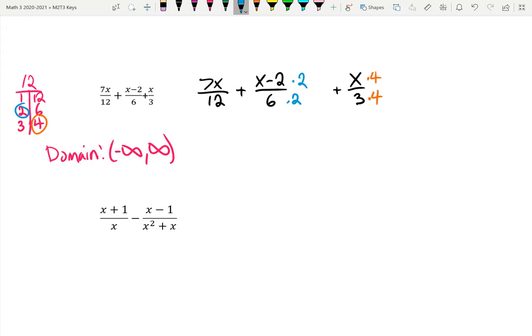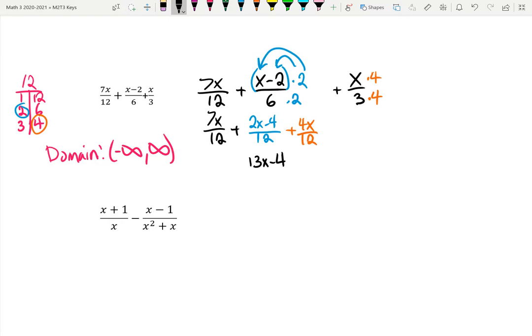It's important to note that in this numerator, I am going to have to distribute the 2 to both parts. So when I'm rewriting it, 7x over 12 plus 2x minus 4 over 12 plus 4x over 12. Now I can just combine the numerators to create one big fraction. This is going to result in 13x minus 4 over 12.